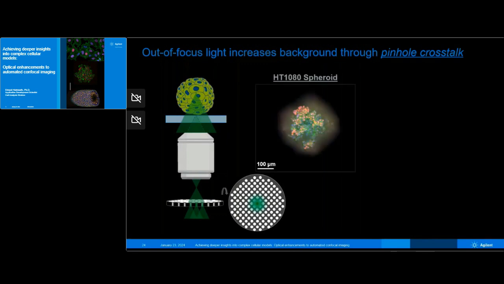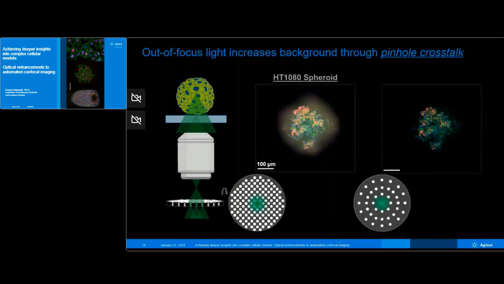Now, what that looks like if we consider this HT10A spheroid, and this is a single plane about 50 microns into the spheroid, is that not only are you imaging the in focus plane here with the cells that you can see, but you're also capturing some of that out of focus light that's bleeding through from neighboring pinholes. So the solution is to take that disk, that array of pinholes, and space them out a little further. That way you can refine that image and eliminate much of that out of focus light.